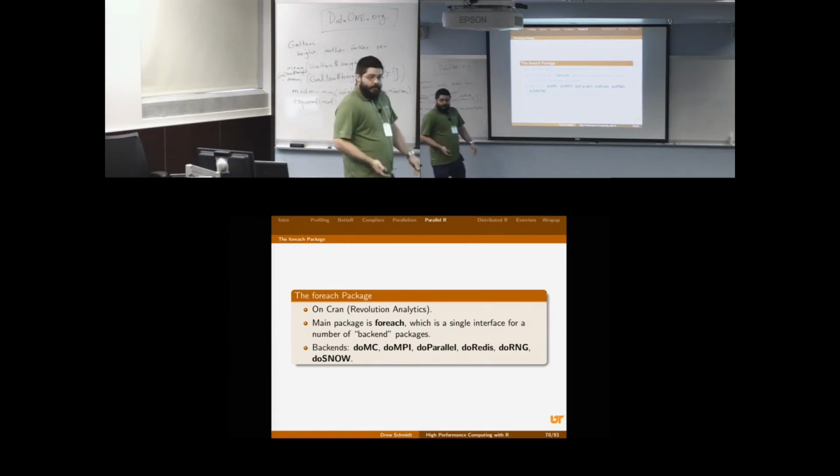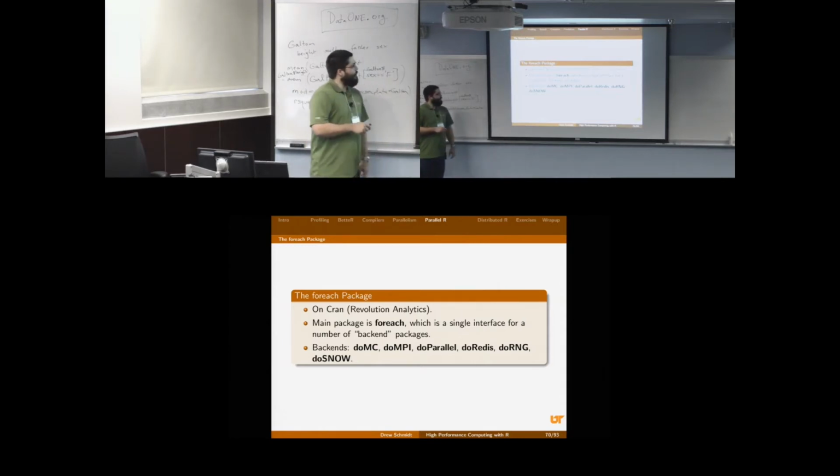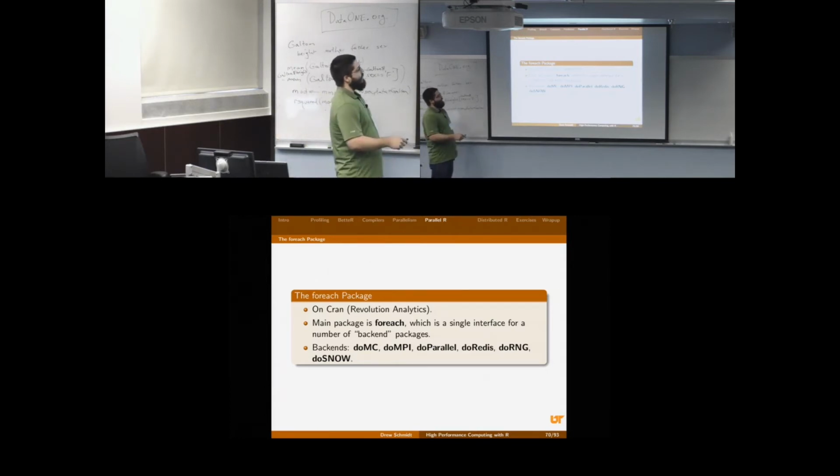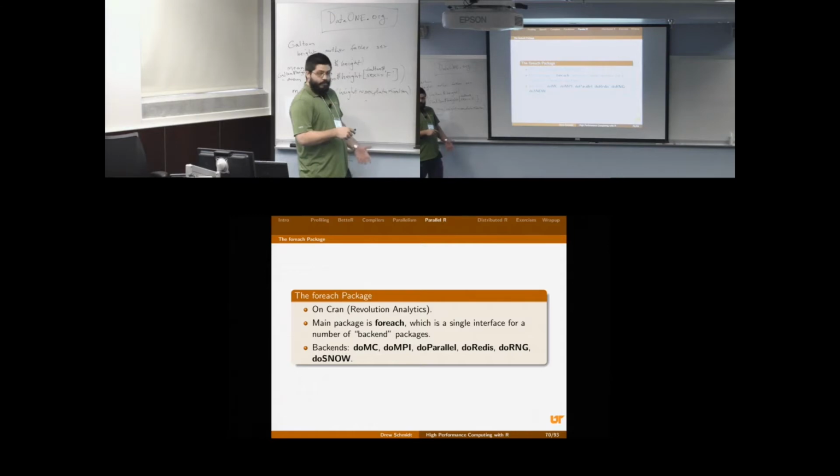It's on CRAN from Revolution Analytics. The main package is foreach, and it forms its own ecosystem where it defines a single interface for a bunch of backend packages. The backends, as of right now, are doMC, which is the multicore package, doMPI, which would use Rmpi, doParallel, which uses the parallel package, doRedis, which uses some kind of Redis interface. I don't really know how that works, to be honest. doRNG, which uses, I think, rlecuyer, and doSNOW, which uses Snow.